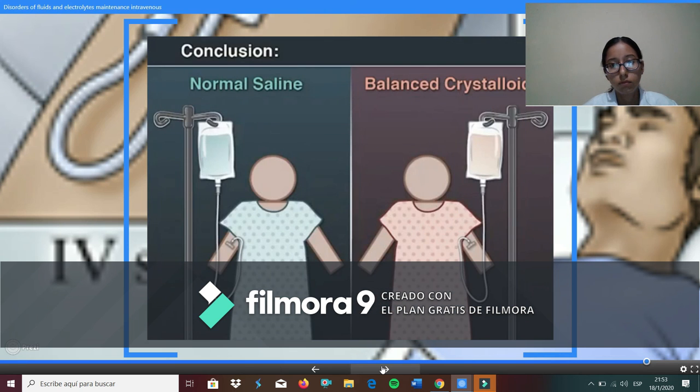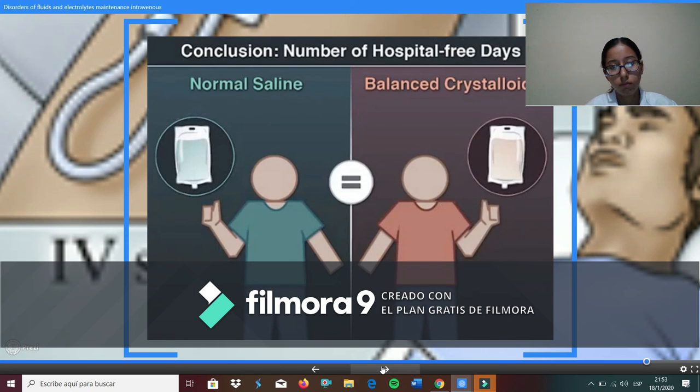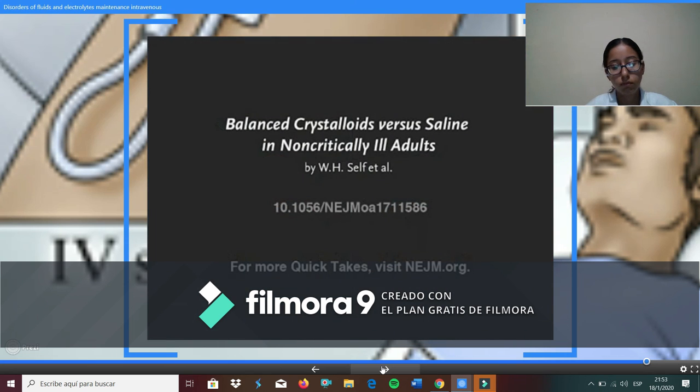The authors conclude that among non-critically ill adults, balanced crystalloids and saline resulted in no difference in hospital-free days. Full trial results are available at nejm.org.